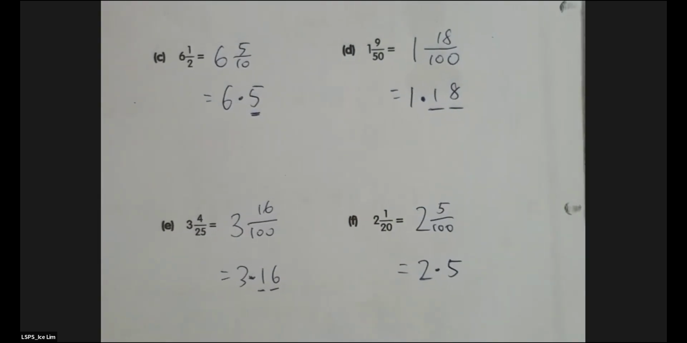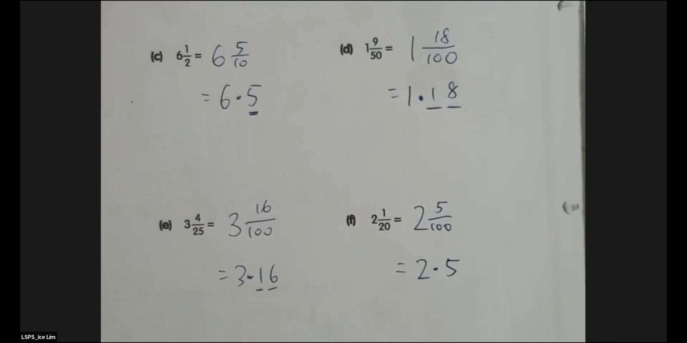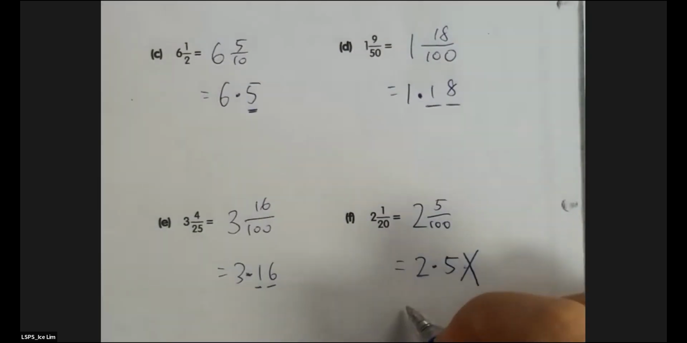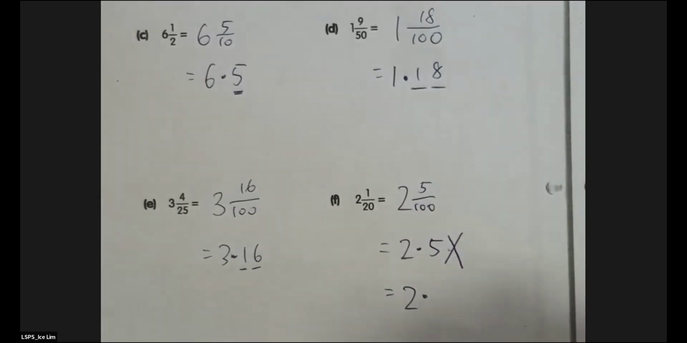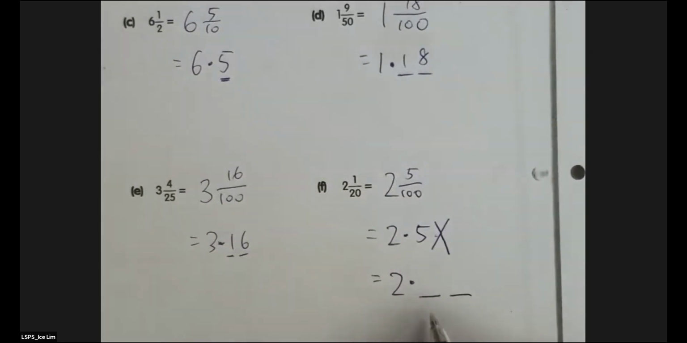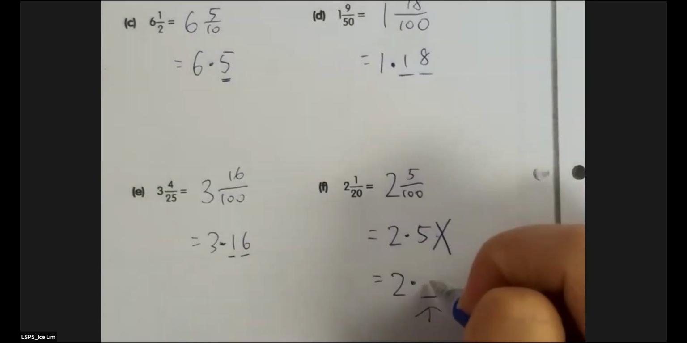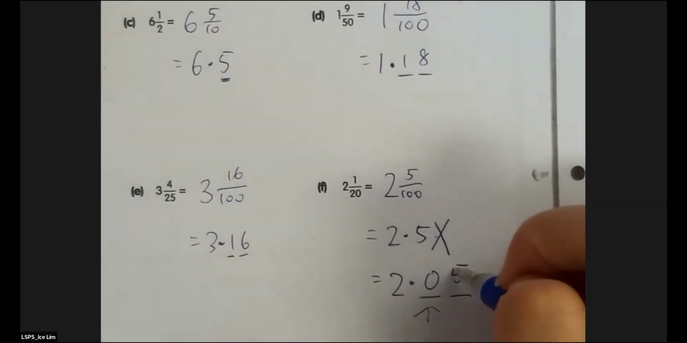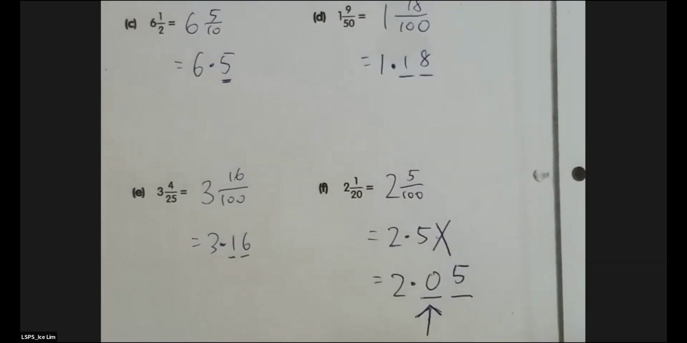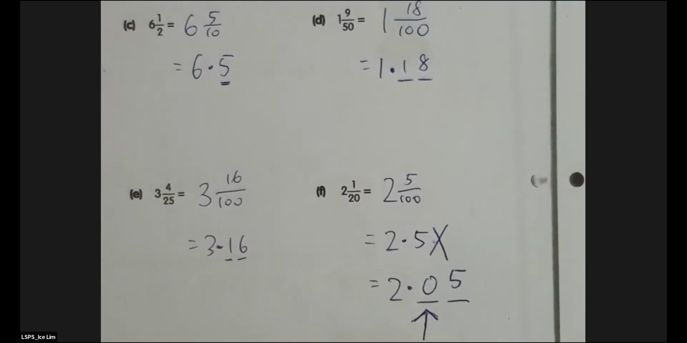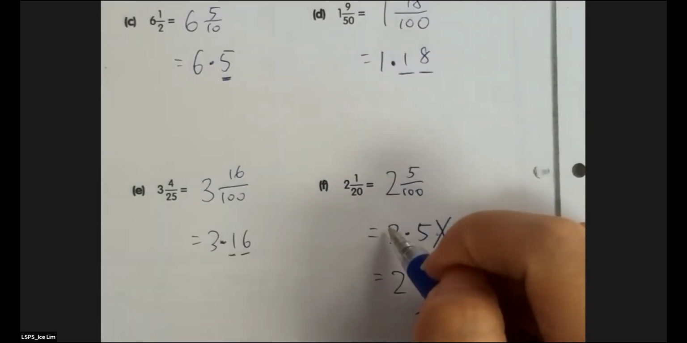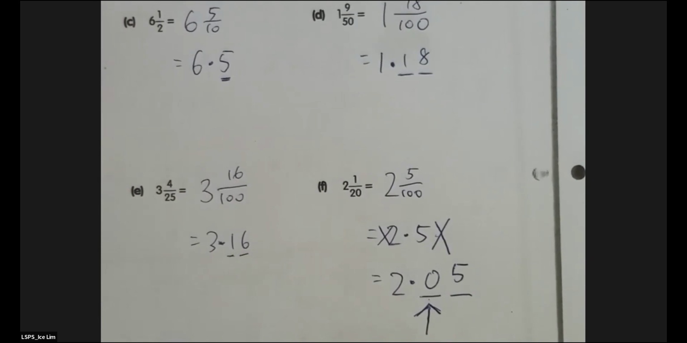Is this correct? No, how is it not correct? So after the decimal point, okay, remember, very important. The 0 is an important placeholder, so this is wrong. Okay?